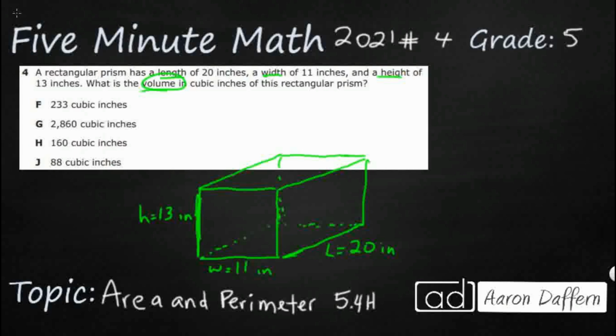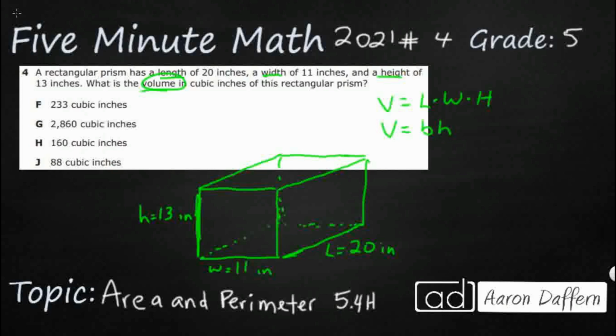Now, how do we find volume? There's two different ways for us to find volume. If you look in your mathematics chart, you will see first we can just do length times width times height. So that's one way. We can literally take all three numbers, 13 times 11 times 20. That's going to work. Another option that you'll see is base times height.